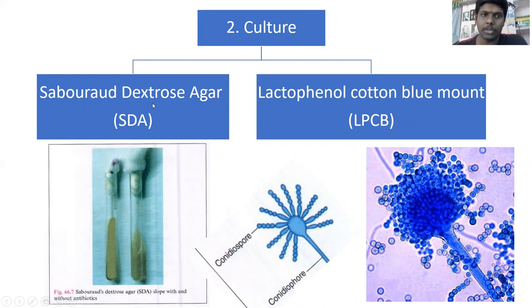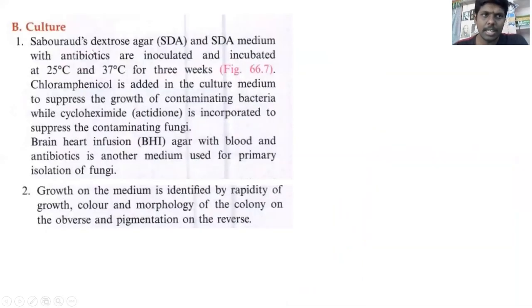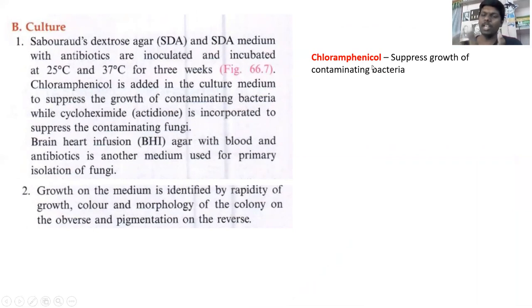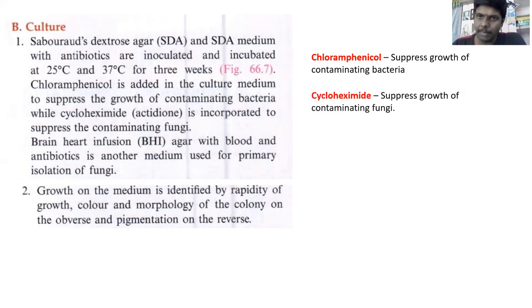So let us see the composition and properties of this SD agar. Coming to SDA, SDA means Sabouraud dextrose agar. In this agar we have three important ingredients. What are those three? The first one is chloramphenicol. This chloramphenicol will suppress the contaminating bacteria. We need only fungal growth. We don't need any bacterial growth in the culture, right? In order to prevent that bacterial growth, we are using this chloramphenicol. Then we will add cycloheximide. This cycloheximide will suppress the growth of contaminating bacteria.